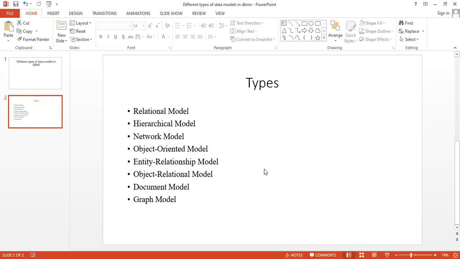Next, coming to the object-oriented model. The main concept of the object-oriented model is to ensure a number of object-oriented concepts like abstraction, encapsulation, polymorphism, and data binding. And these concepts can be used to draw the relationship between the entities and attributes.